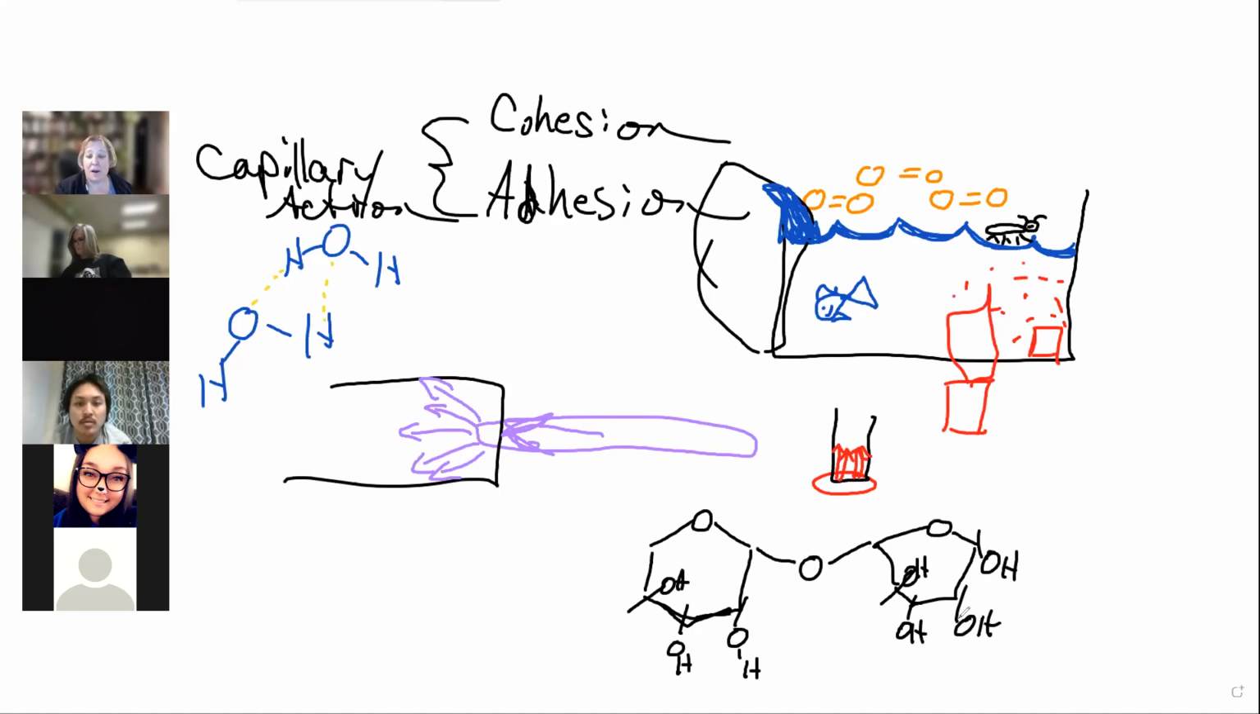So are these going to be able to hydrogen bond with water? Yeah. They're going to be able to join the square dance. And that's why sugar dissolves in water. So sugar would be hydrophilic or phobic? Would be philic. Very good. Yes. Sugar is hydrophilic.